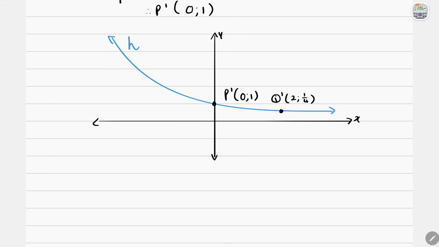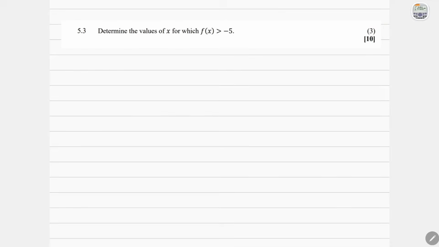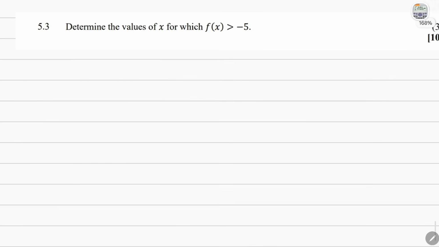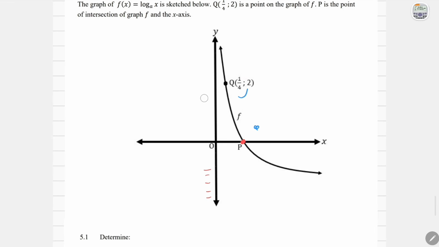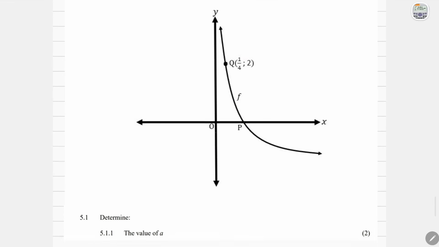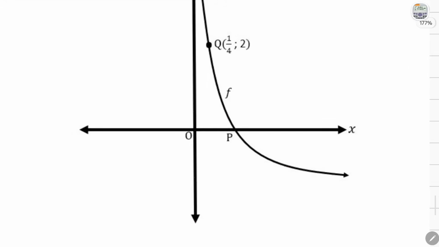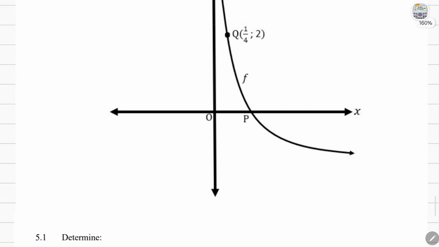Moving on to the last question, 5.3. It says determine the values of x for which f(x) is greater than negative 5. This is referring to the original log graph that we have. To find out where it's greater than negative 5, we need to first find out where it's equal to negative 5. So negative 5 as a y value, let's say it was somewhere here. We need an actual point where we can line this up to a point on the graph.